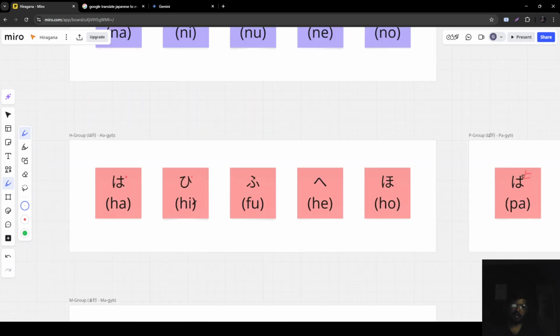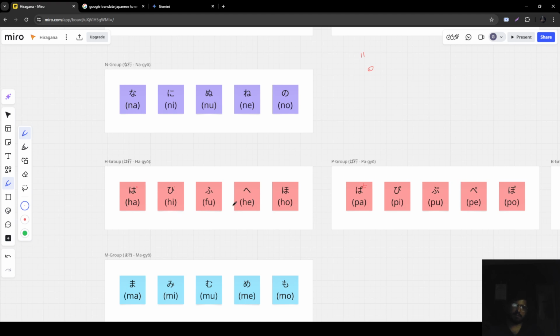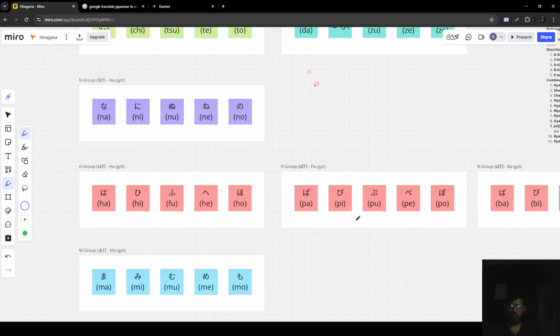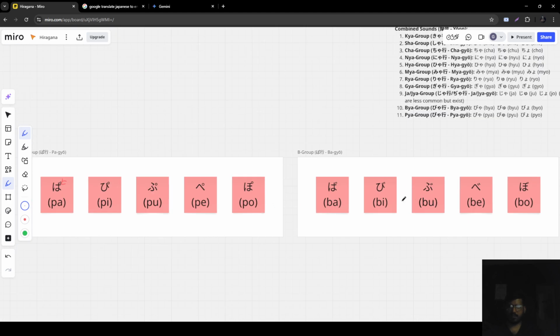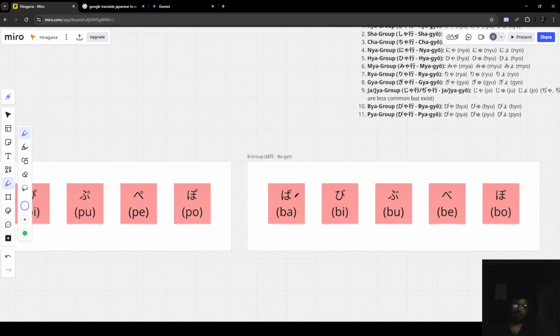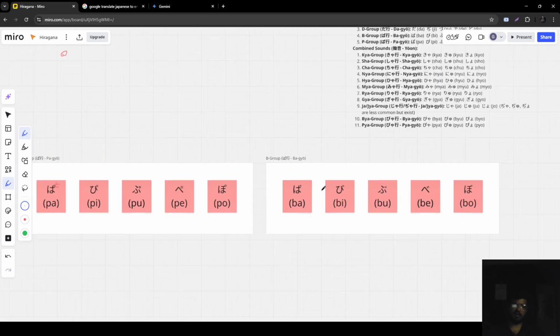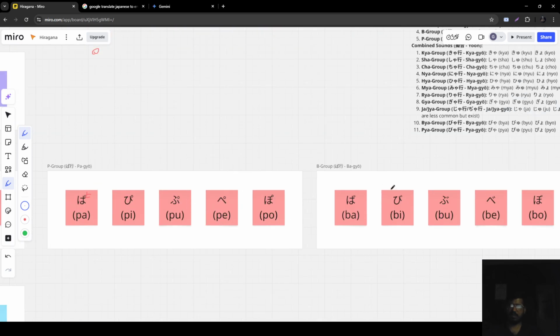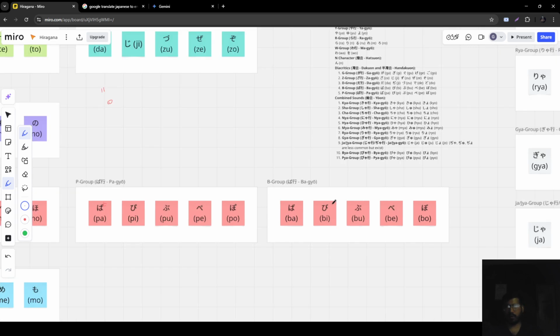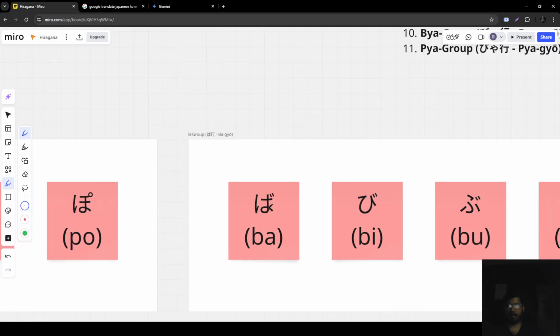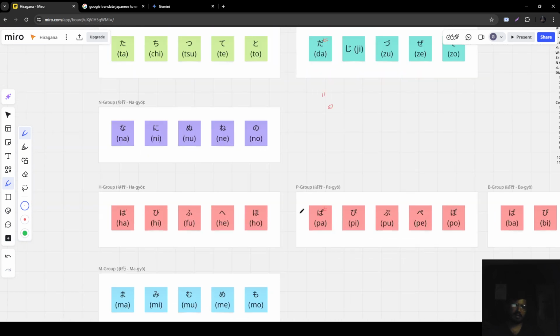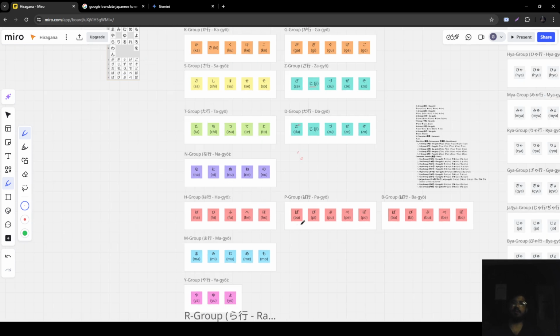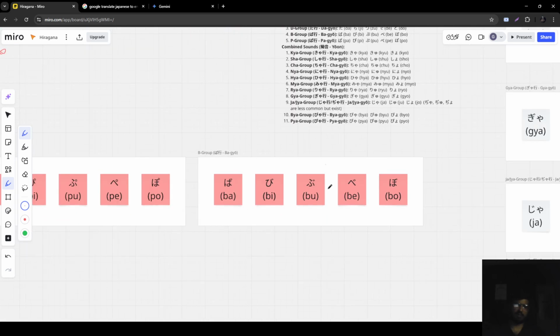Alright, ha becomes pa, hi becomes pi, hu becomes pu, he becomes pe, ho becomes po. In the same way, if we apply Dakuten to this H group, it becomes the B group. Ba bi bu be bo. The H group first becomes the P group when you apply a handakuten, but when you apply a dakuten, it becomes the B group. As simple as that.